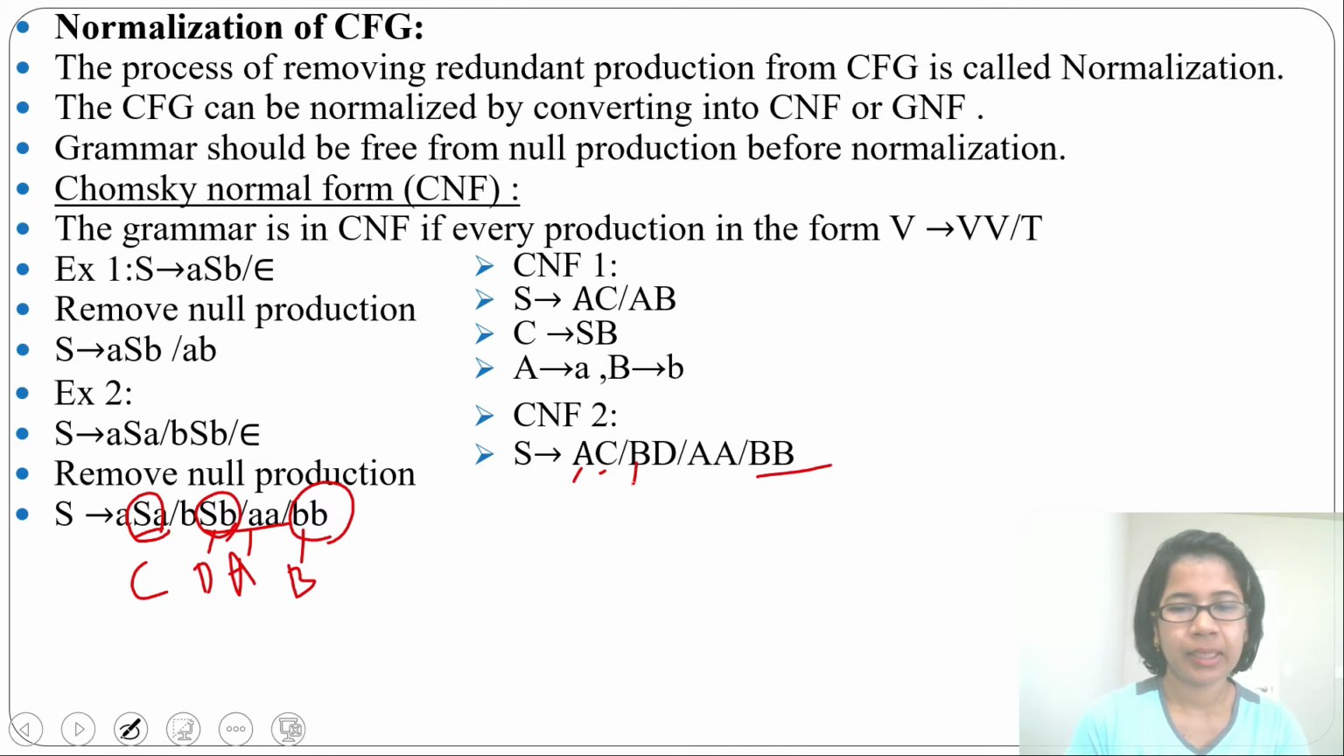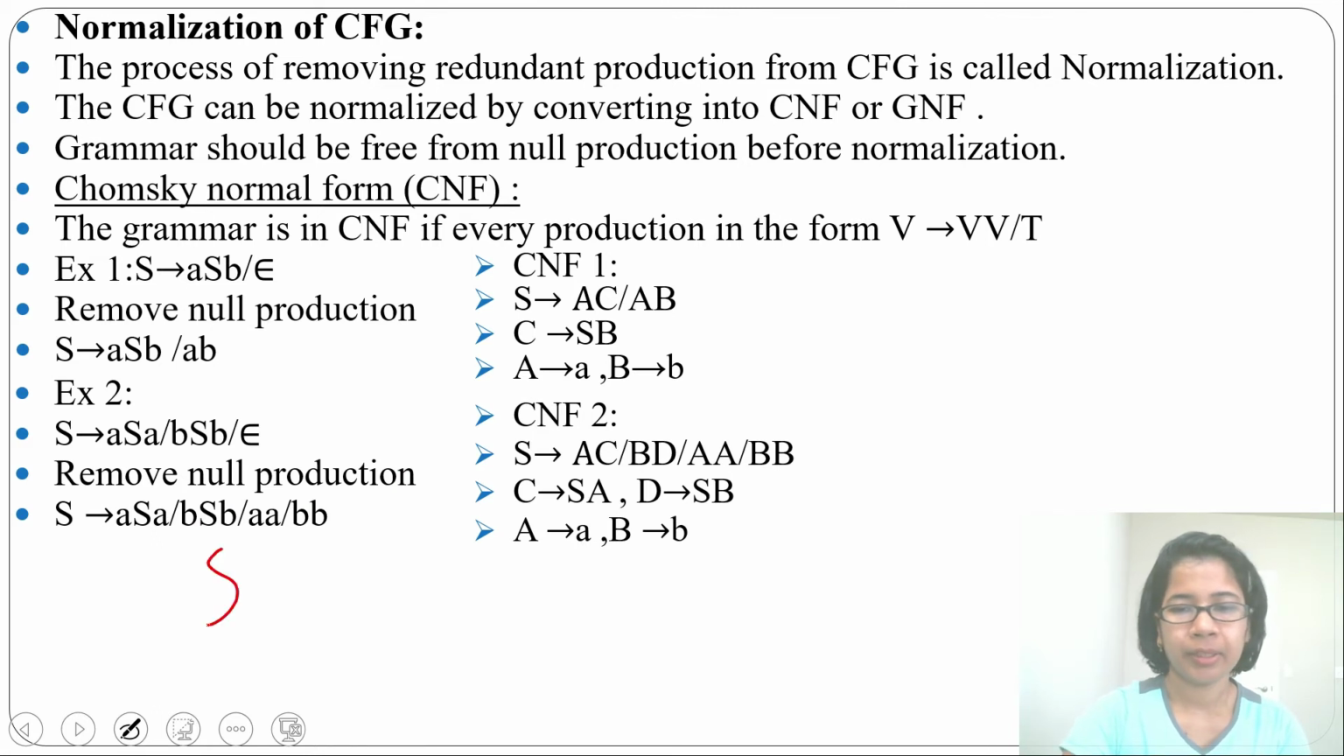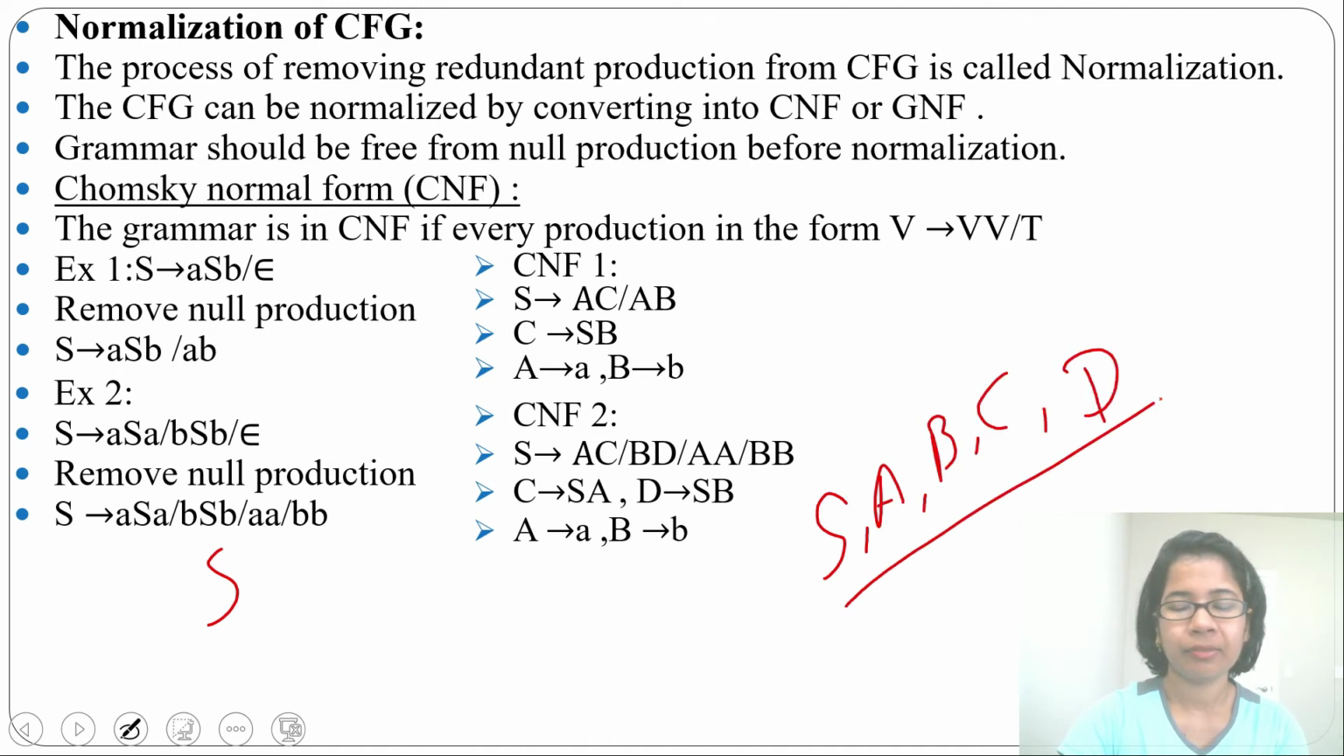Let's write for C and D. From C we will derive SA and from D we will derive SB. Next we need to write for A and B. From A we will derive terminal a, from B we will derive terminal b. Now this is the CNF for this grammar. Here you can see there was just one variable S, but here there are so many variables: S, A, B, C, then D. There are 5 variables. So when you are converting into CNF, the number of variables will increase.